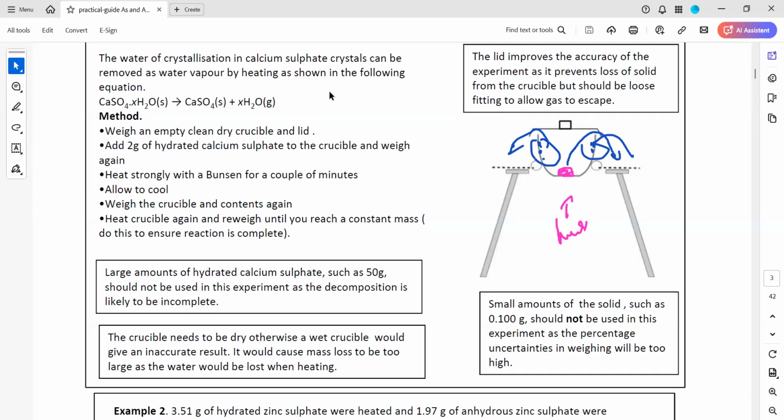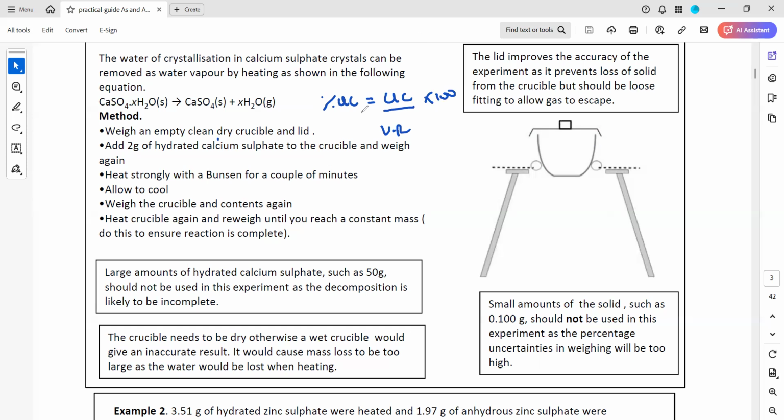A small amount of solid such as 0.1 gram should also not be used. Why should 0.1 not be used? Because the percentage uncertainty in weighing will be too high. What is percentage uncertainty? For those who are taking physics, the percentage uncertainty is the uncertainty in the measurement divided by the value recorded, multiplied by 100.